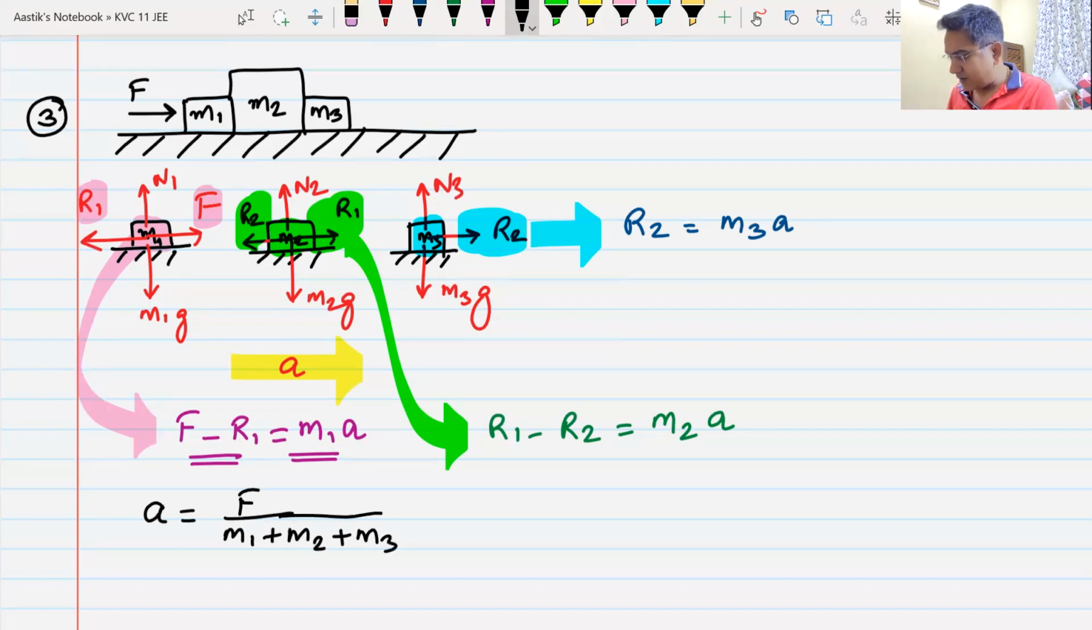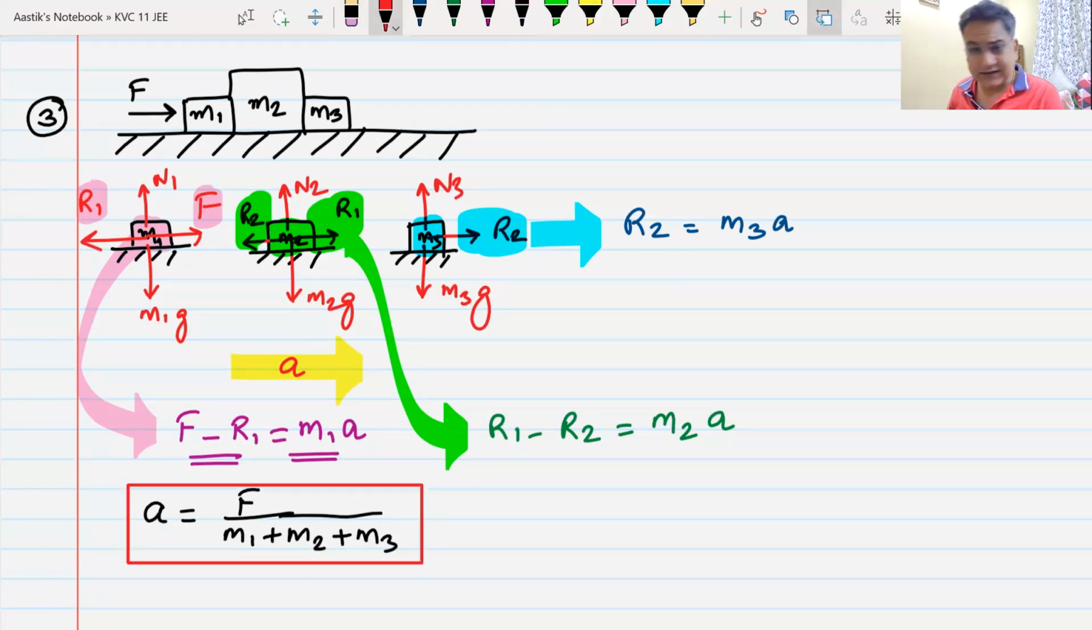Now, having understood this question and the previous question, we can understand that there is a general thing happening. What is that general thing which is happening here? In this question or in the previous question, all the blocks were moving with the same acceleration. Yes or no? They were not moving with different acceleration. They were moving with the same acceleration, and also they were moving in the same direction.